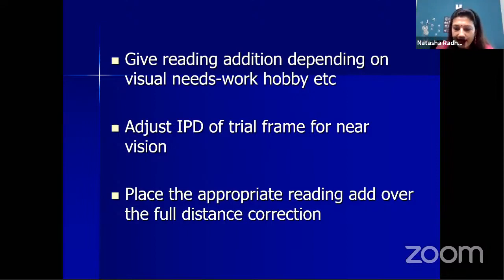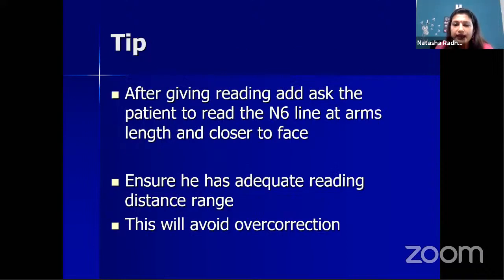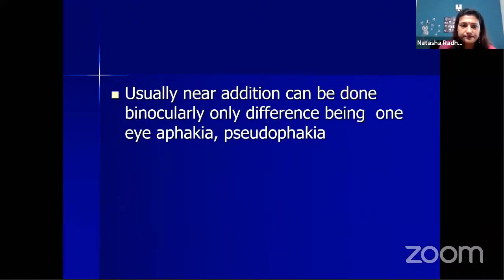Place the appropriate reading add over the full distance correction and ask him to read the N6 line at arm's length. And the important tip is that if you make him read at arm's length and then closer to the face also, you can see the range at which he can read. So if you have overcorrected him, he will not have adequate distance range. If he says that it becomes completely blurred as soon as he takes it a little further away, then you have definitely overcorrected him. You should see that he has adequate distance range so that he can see things on the table as well and not just what he's reading.